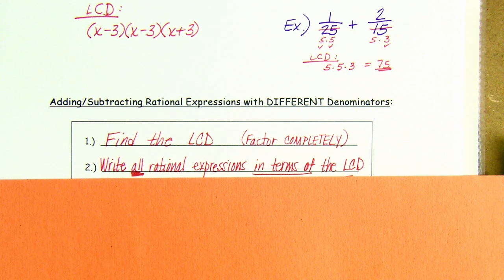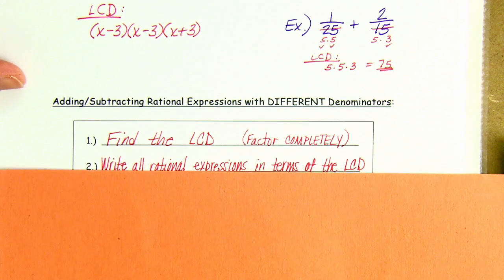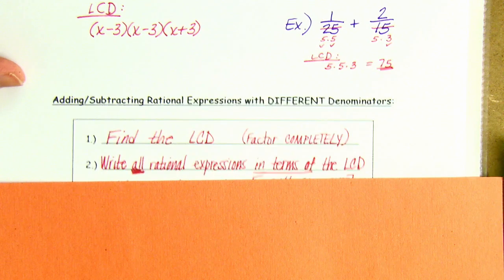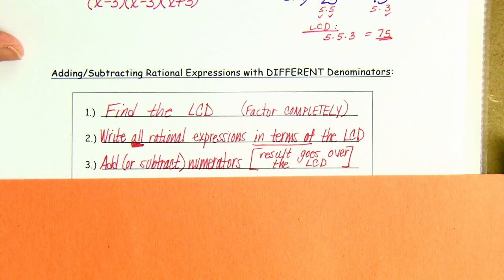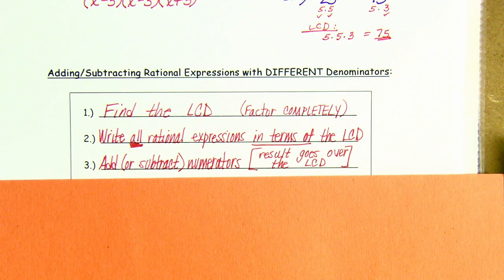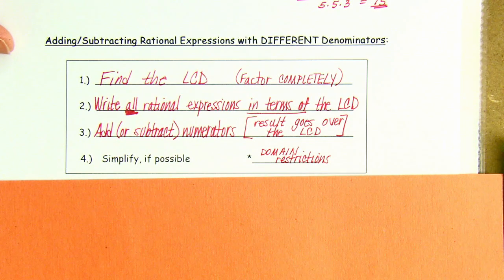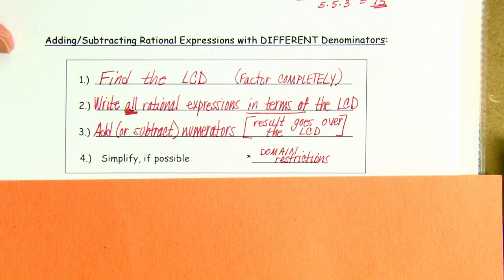you will see pi. If I want to write each expression in terms of the LCD, I need to physically see the LCD in each denominator. Okay, you don't want to skip that step. It's going to be very important that you do that. The next thing is you're going to add or subtract numerators. Okay, and that final result is going to go over that one common denominator. Again, we simplify if it's possible, and you always list the domain restrictions. It's part of your answer.